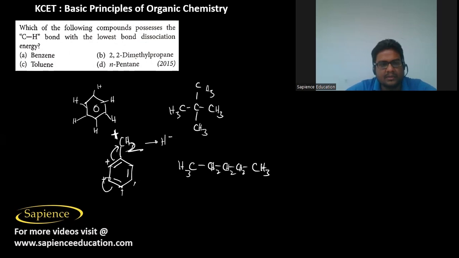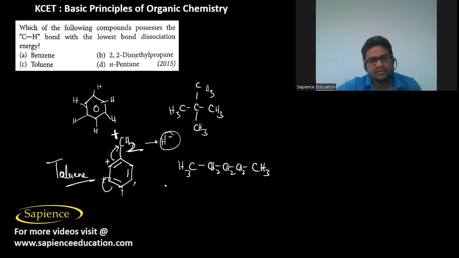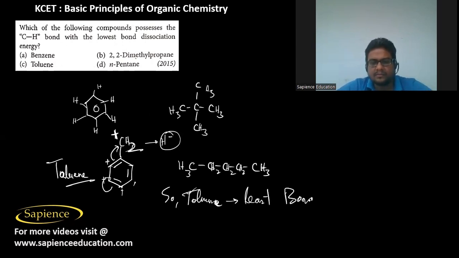So this positive charge will be more stabilized in the case of toluene if one hydride, H minus, is removed. So it will have the least bond dissociation energy. So toluene only will have the least bond dissociation energy. So option C is the correct answer.